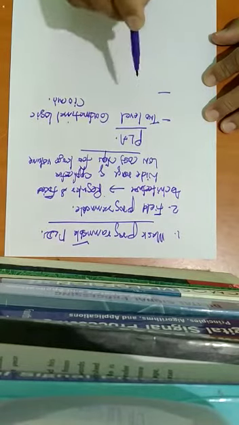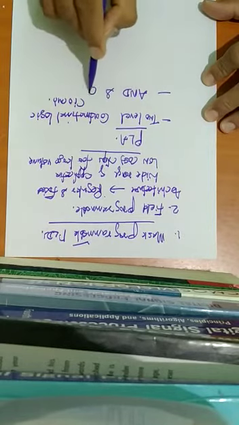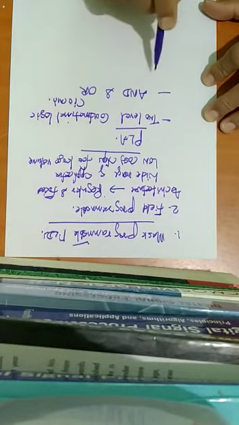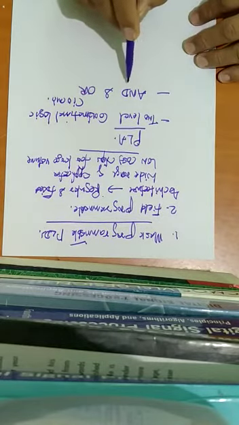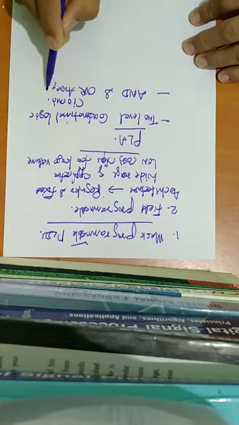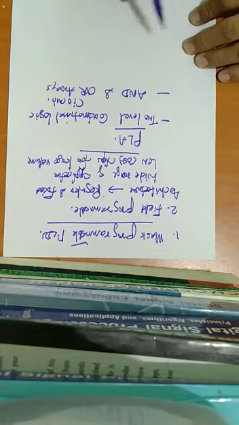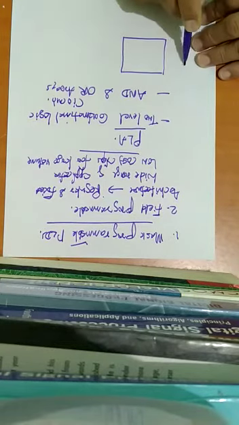Two level means there is an AND level and an OR level. Two planes, AND plane and OR plane. So it has an AND array and an OR array. So what does it imply? Let us see.